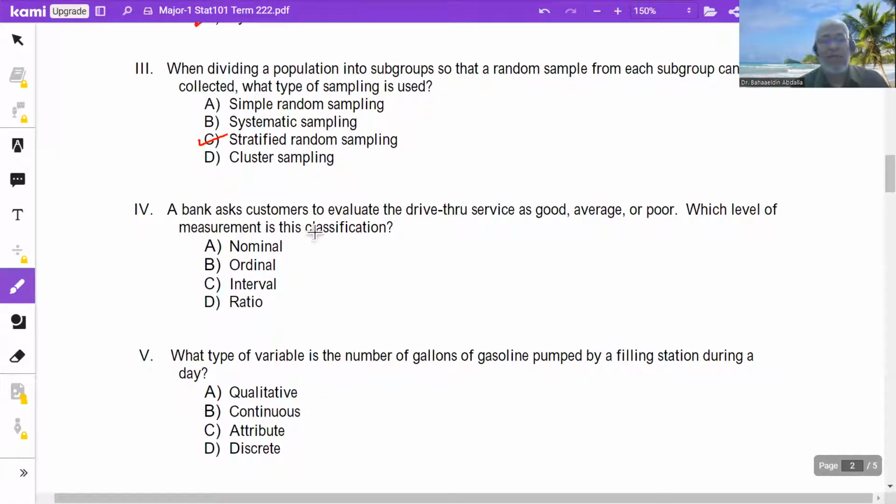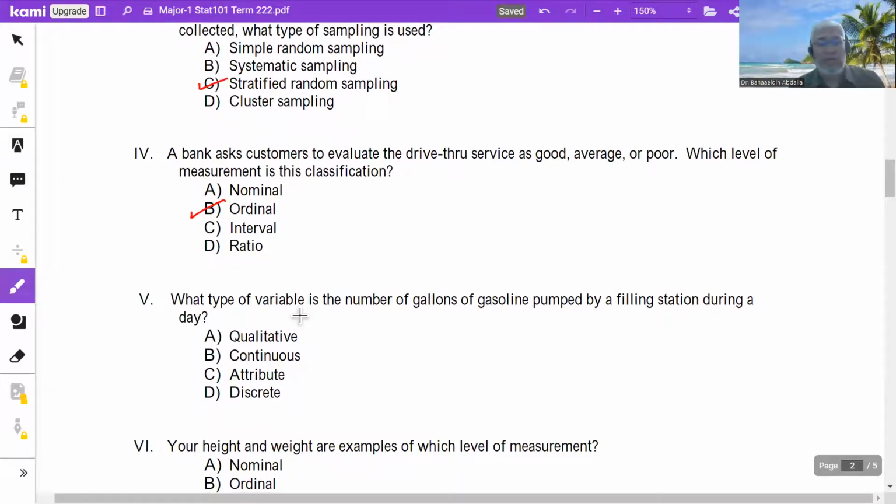A bank asks customers to evaluate the drive-through service as good, average, or poor. Which level of measurement is this classification? Good, average, or poor, you can say that good is better than average and average is better than poor, so it is ordinal. Of course, it's not interval or ratio because there are no numbers.